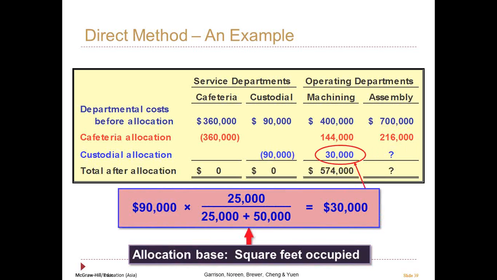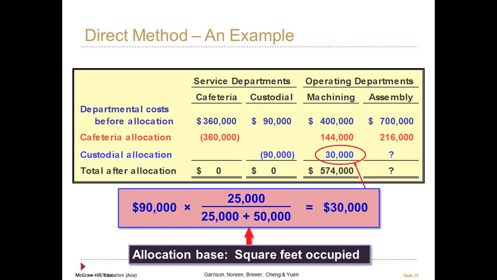Now, let's allocate the custodial costs. The total number of square feet in the allocation base is 75,000: 25,000 for machining plus 50,000 for assembly. Recall that we ignore the square feet in cafeteria as it is a service department, and using the direct method, we only allocate to operating departments.